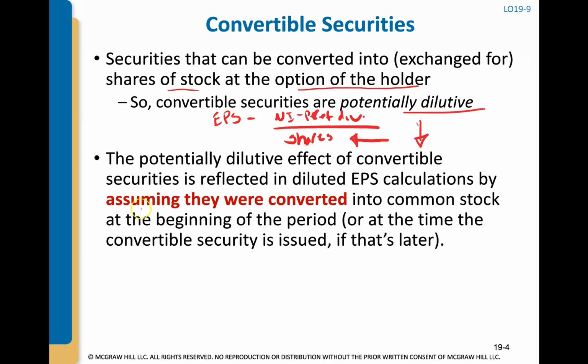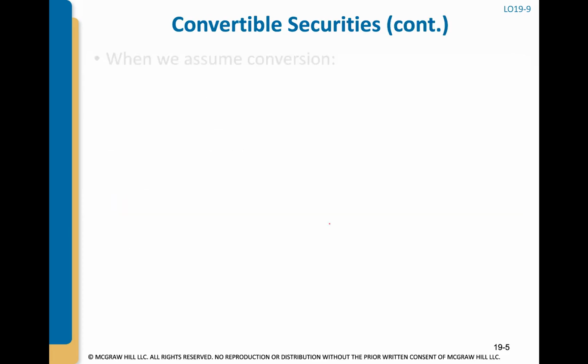When we calculate a diluted earnings per share, the rule is you have to assume that all of your potentially dilutive securities are actually converted into common stock at the beginning of the period, or at the time the convertible security is issued, or at the time the stock option is issued, if that's later. So we have to assume they're all converted. Whether or not that's true, it doesn't matter. That's the way diluted earnings per share is calculated.